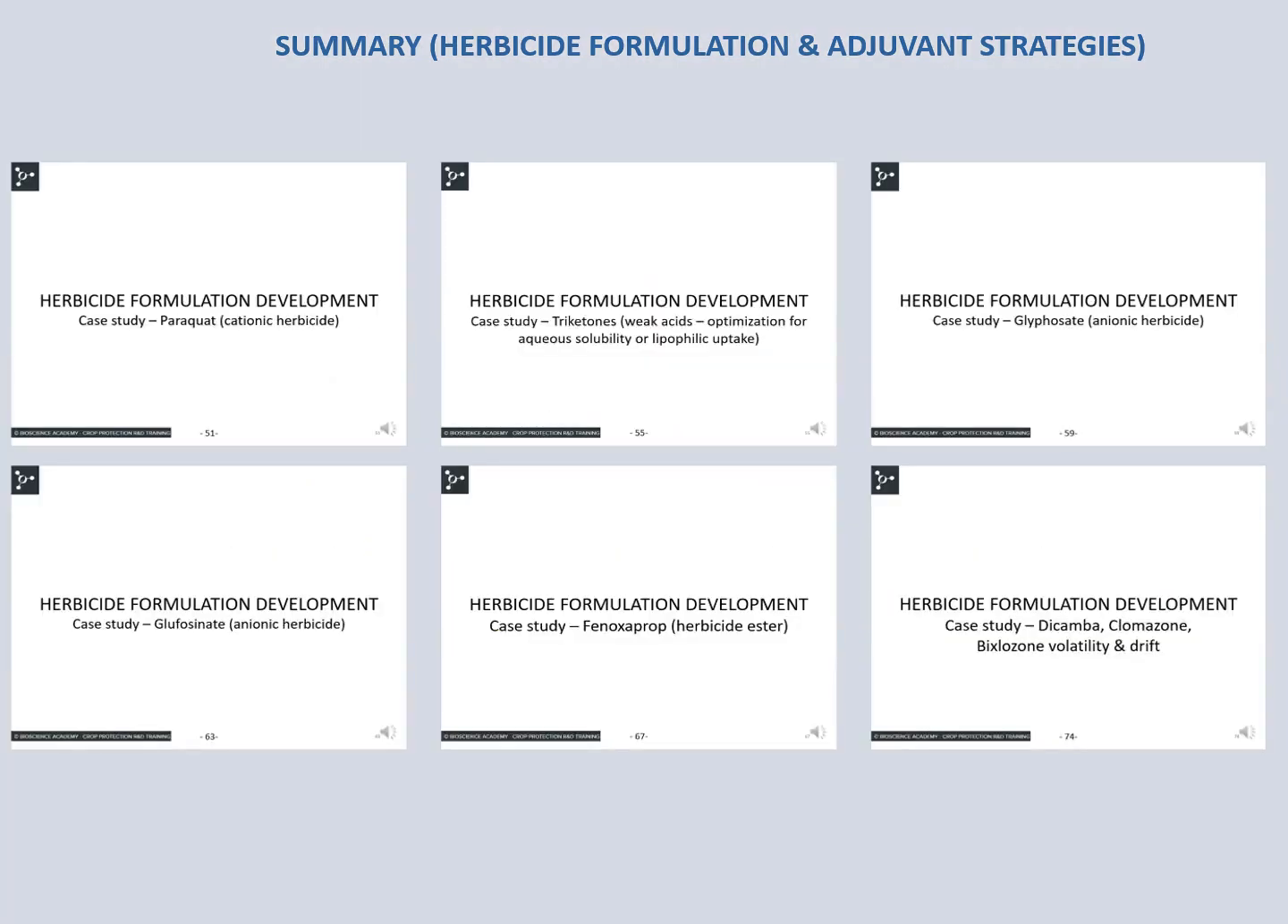Finally, we will end this module with some case studies, so really bringing the application aspect in with regard to optimization and formulation and adjuvant options. So we have some case studies here where we start by looking at cationic herbicides, opportunities and challenges, with the example of paraquat. We will look at triketones, which are weak acids which may be optimized for aqueous solubility or for lipophilic uptake. We will consider two anionic herbicides, glyphosate and glufosinate, and their respective challenges and opportunities, as well as where the market is going with regard to formulation and adjuvant development.